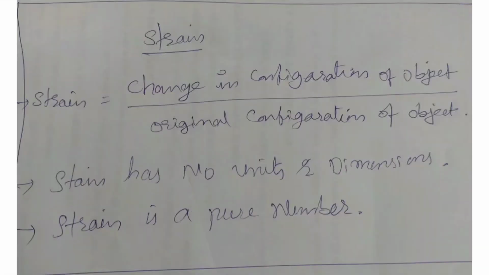After this, we need to discuss strain. Strain is defined as the ratio of change in dimension to the original dimension, that is delta L by L. Strain has no units and no dimensions because it's a ratio of the same physical quantity.